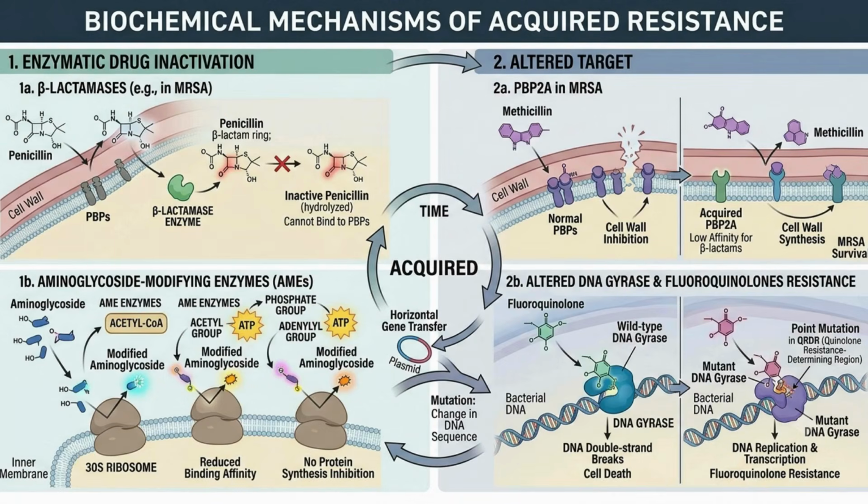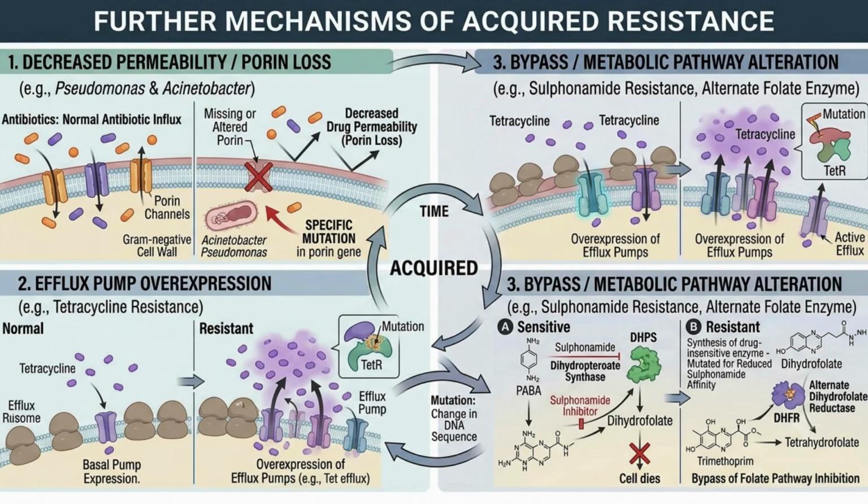Enzymatic drug inactivation: beta-lactamases, aminoglycoside-modifying enzymes. Altered target site: PBP2A in MRSA, altered DNA gyrase and fluoroquinolone resistance. Decreased permeability or porin loss, common in Pseudomonas and Acinetobacter. Efflux pump overexpression: tetracycline resistance, fluoroquinolone resistance. Bypass or metabolic pathway alteration: sulfonamide resistance via alternate folate pathway enzymes.